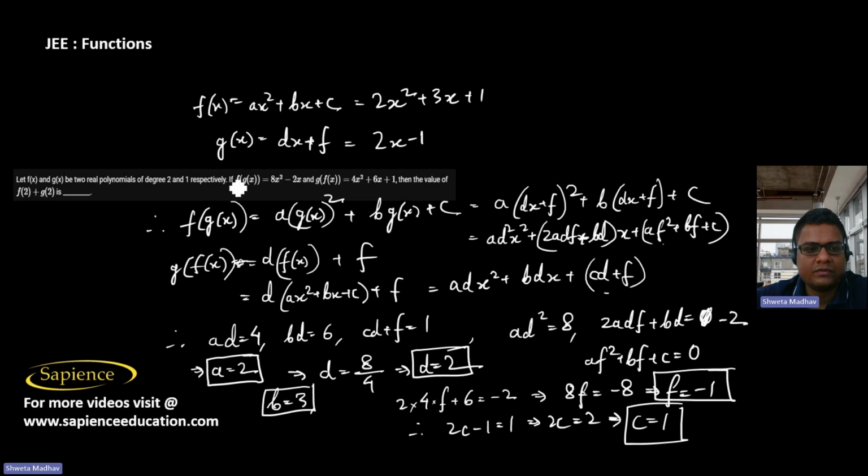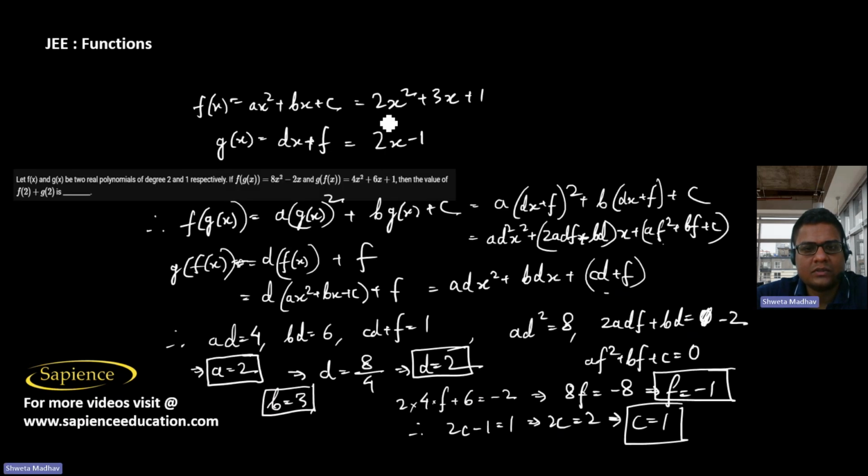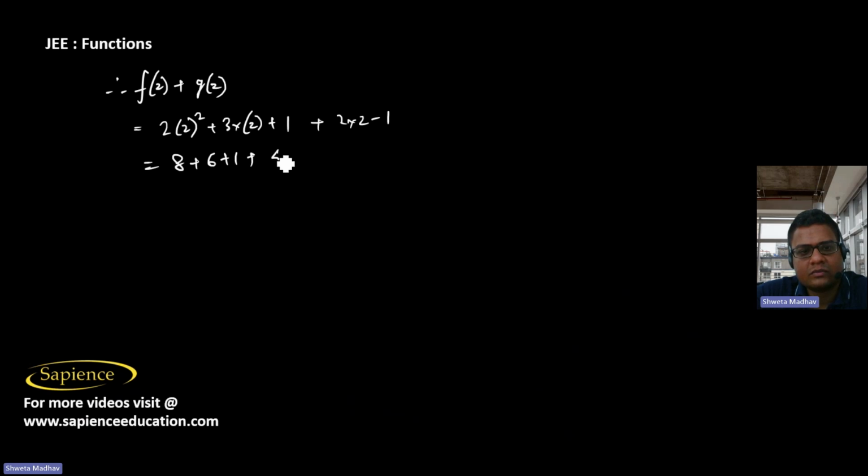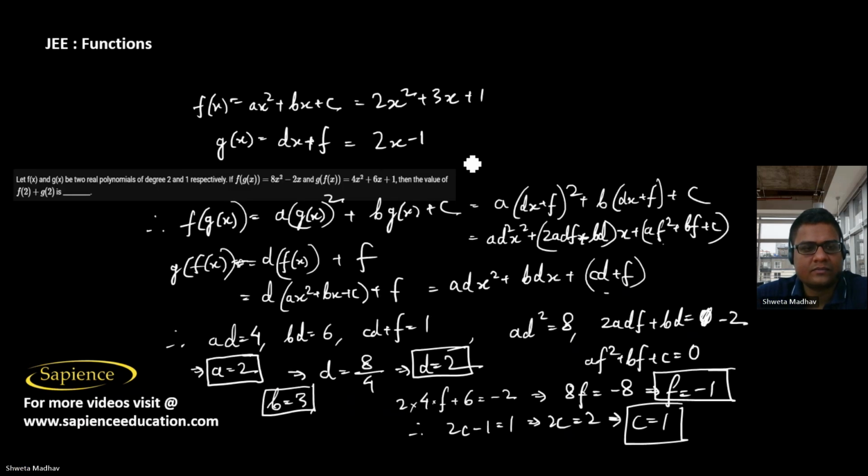Then we have to find the value of f of 2 plus g of 2. So therefore, f of 2, that is equal to 2x square, so 2 into 2 square plus 3 into 2 plus 1, then plus g of 2, that is 2 into 2 minus 1. This will be equal to 2 into 4, so 8, plus 6 plus 1 plus 4 minus 1. So these two will cancel out. 4 plus 6, 10. This is equal to 18. So 18 is the correct answer.